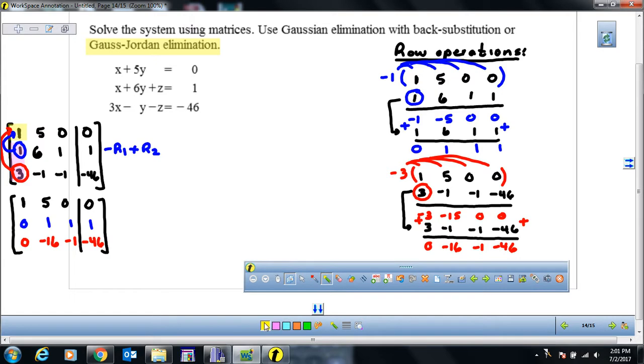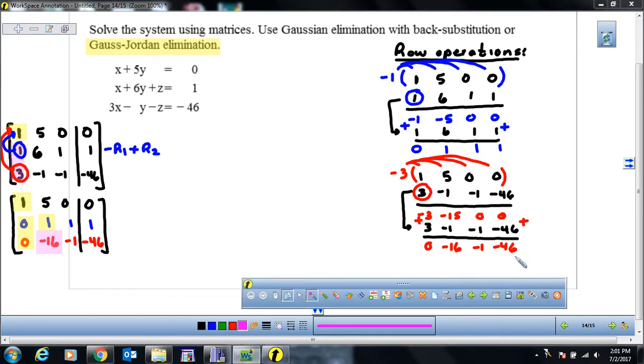So far we have the first two steps. We made the top one a 1, and we made the bottom ones zeros. Step number 3: you need to make the one in the middle a 1. But as a surprise, what we see is that it is already a 1. So we're going to skip that, and instead go to the fourth step, which is to make the negative 16 into a 0.